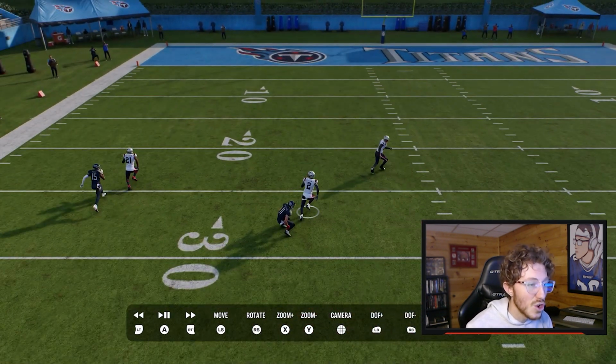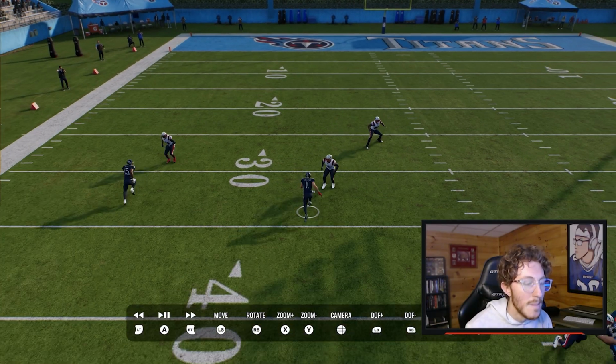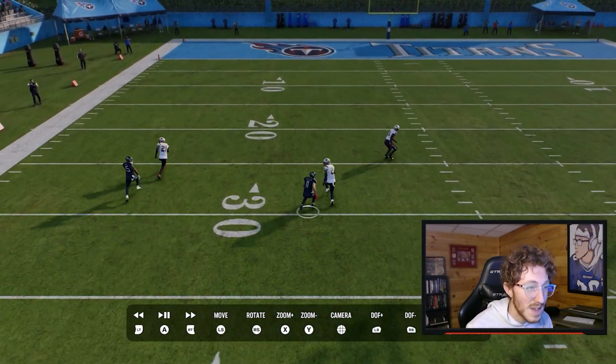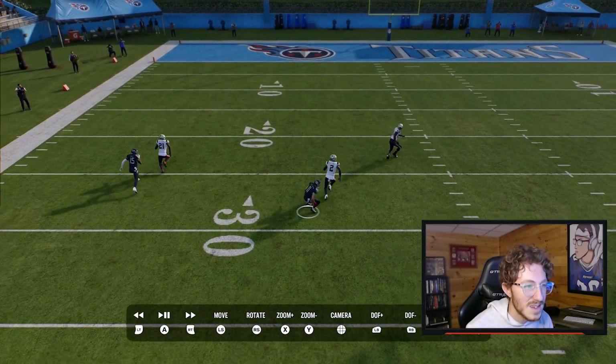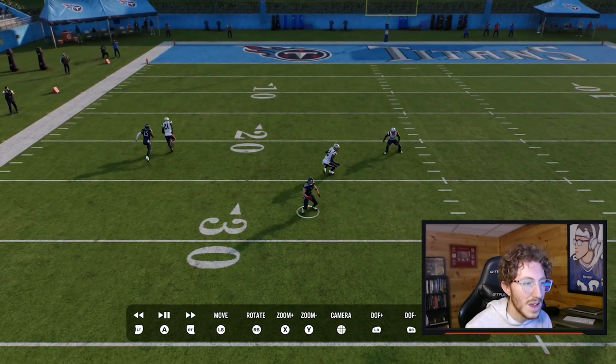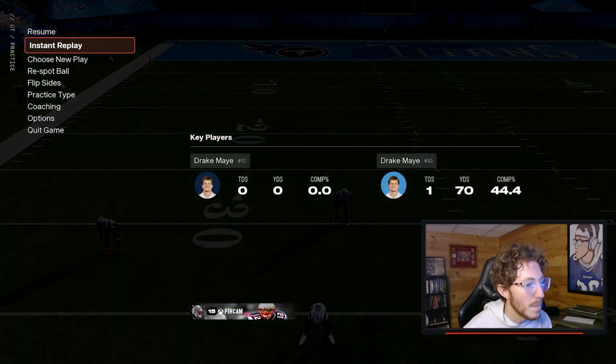You can see this curl route here does a phenomenal job right as he's getting on that break. If we time this correctly, we're going to get this separation from this corner, and we're going to be able to get ourselves that easy completion there.